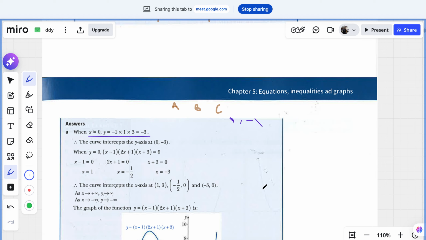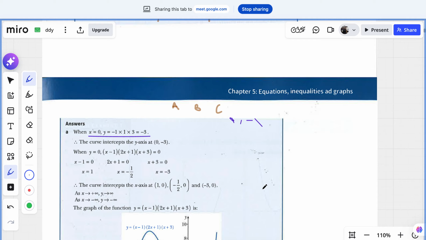Let's assume y is 0. We're going to do that. You see now, when you say y is 0, you equate only this one to 0. You get x equals -1, x equals 1, x equals -half, x equals half, and x equals -3 if y is 0.